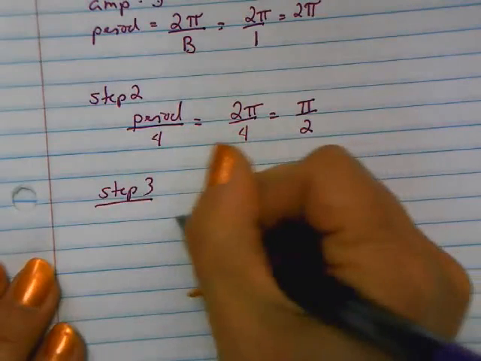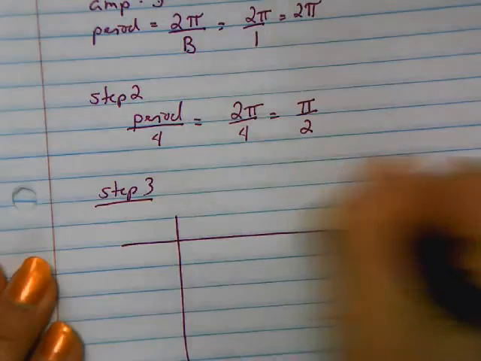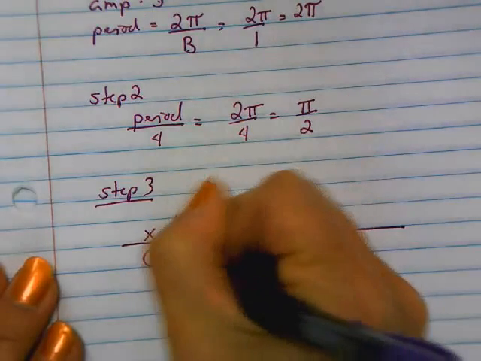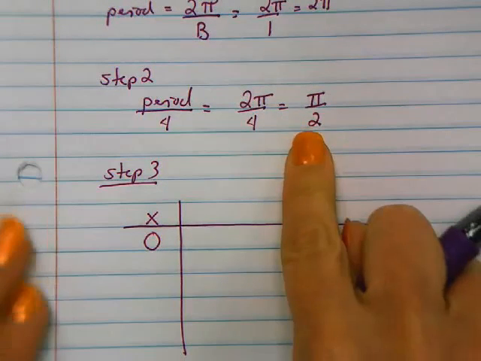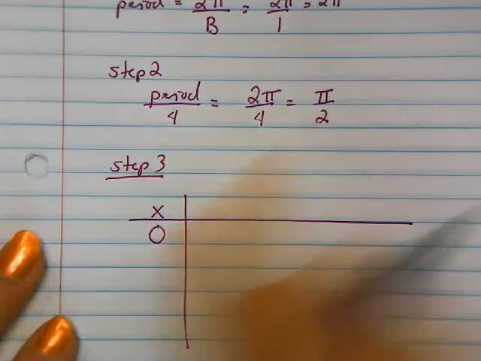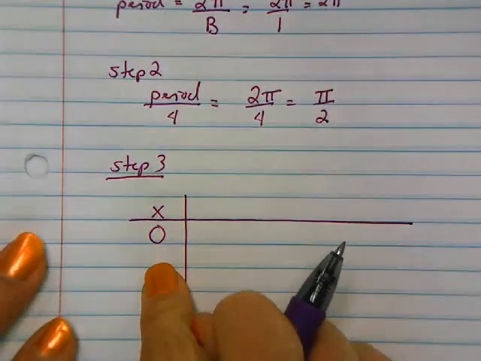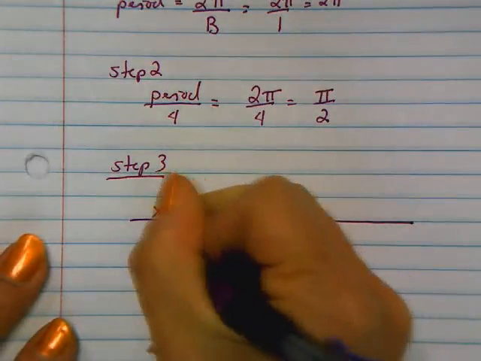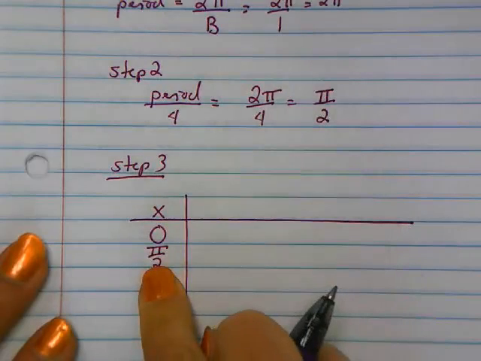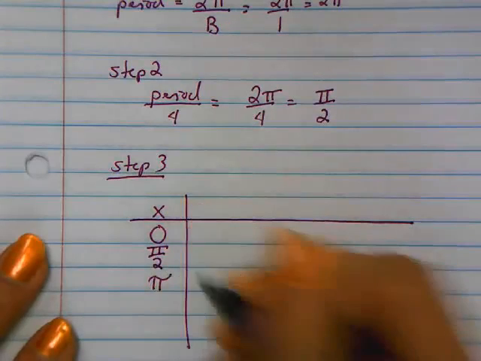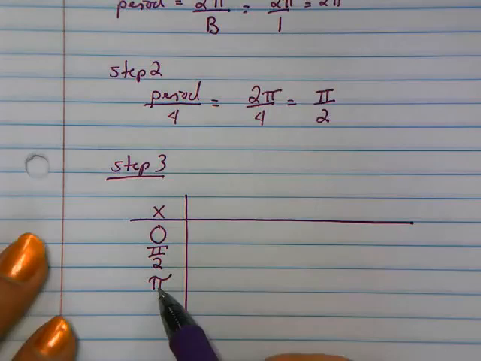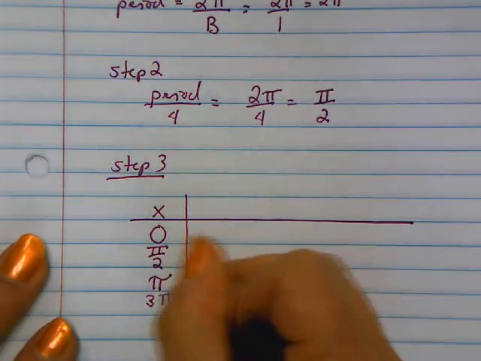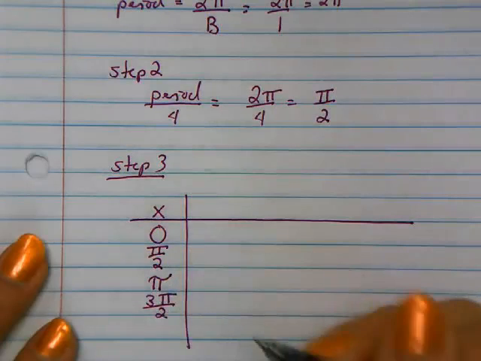Okay, so your x values, we know we're starting at 0. And we're stepping pi over 2 to get our key points. So we're going to take 0 plus pi over 2 is pi over 2. Pi over 2 plus pi over 2 is pi. 1/2 plus 1/2 is a whole. 1 plus a half is 3/2. 3/2 and 1 more half makes 2 wholes. Okay?